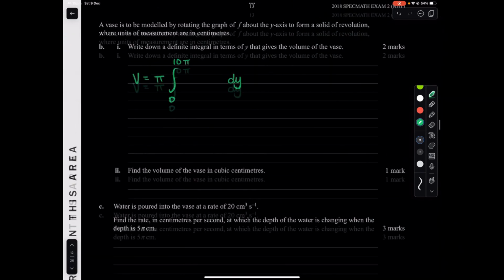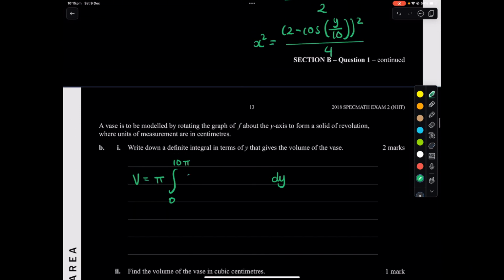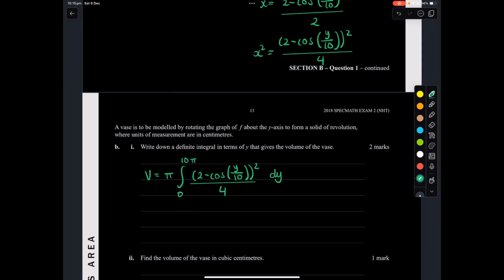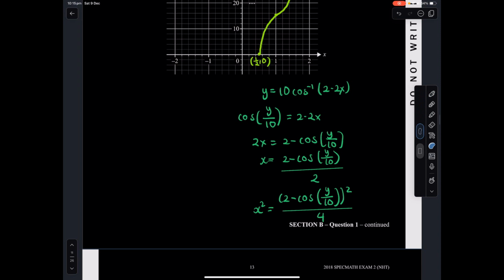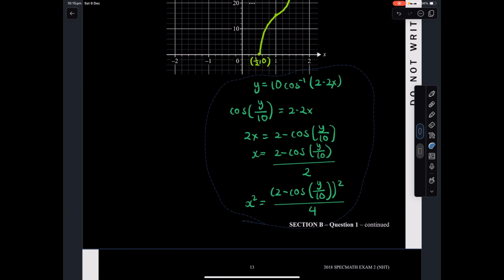And imagine writing this inside our integral, and that's going to be our definite integral. So let's make it bigger. So we're writing (2 minus cos y over 10) squared all over 4. And that's it. That should give you the mark, but also I'm just going to put this here, because this is also essential working out how we got our x squared. So yeah, that's it pretty much for that question.